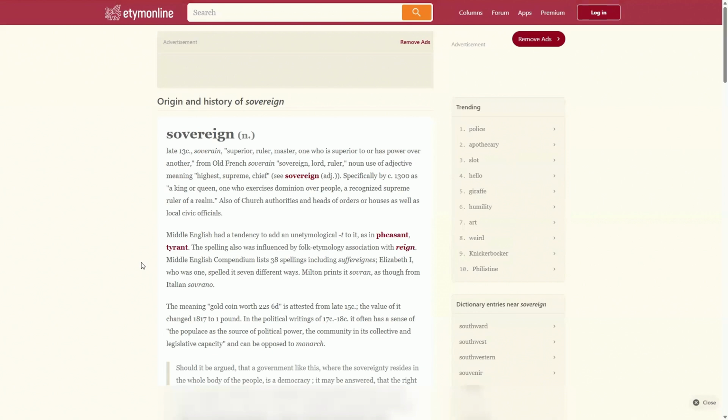Okay, sovereign: superior, ruler, master, one who is superior to or has power over another. Old French sovereign, lord, ruler. Highest, supreme chief.